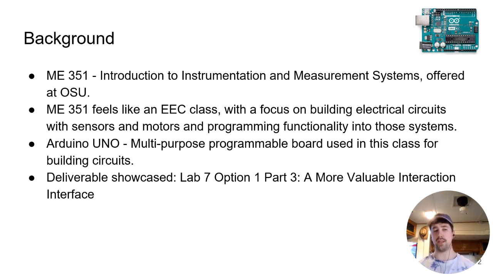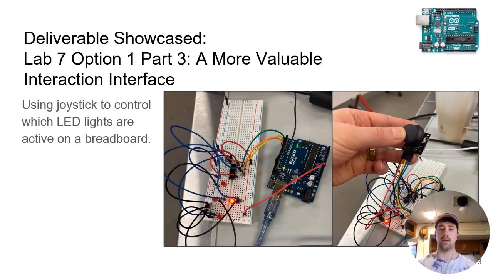I'll be showcasing a deliverable that was part of Lab 7. It's the Lab 7 Option 1 Part 3 deliverable, titled A More Valuable Interaction Interface. So this is what the deliverable looks like in the end. It's essentially using a joystick to control which LED lights are active on a breadboard. So let's get right into it, and I'll show you a little bit more about this.